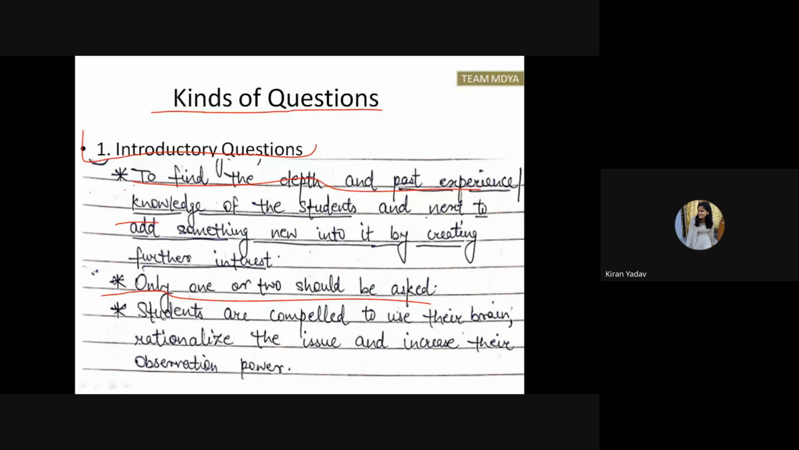Or let's take another example. You are teaching Patanjali's Yoga Sutra in the class, and then what can be the introductory questions that you ask? Anybody? Maybe, ma'am, I'll ask what are sutras? Yeah, one by one. What are sutras? Who is Patanjali?